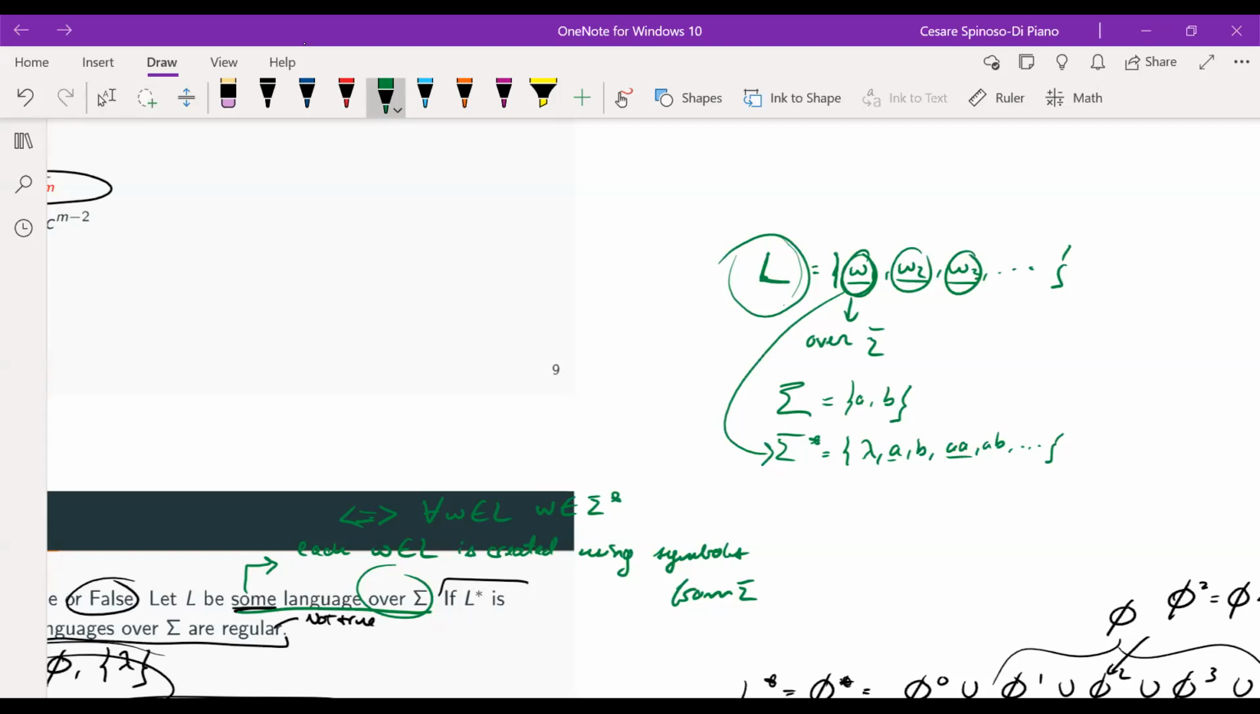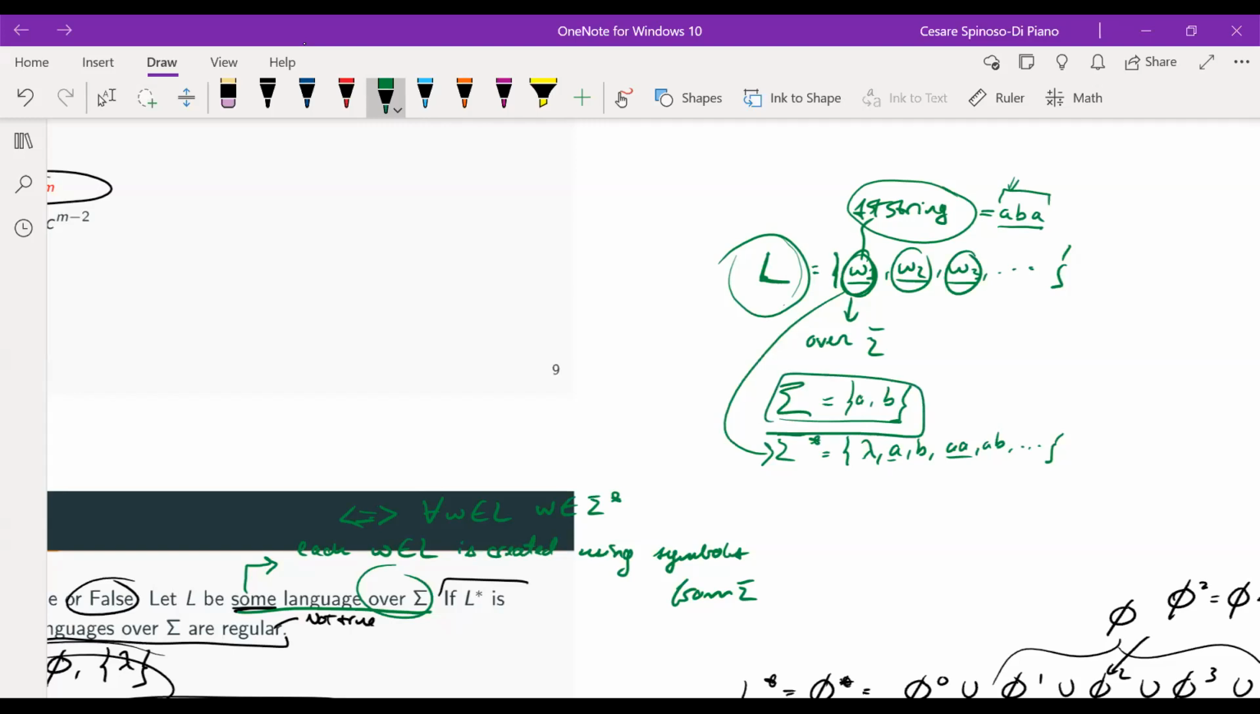Okay, I understood until the sigma star. And L contains W1, W2, W3, but what is W here? So W is a string. Let's say it's the first string of your language. If you say that L is over sigma, then each of the strings in your language, suppose you take the first string, is going to be composed of a sequence of symbols over your alphabet. And each of these symbols are in your alphabet. So all of the strings in your language are sequences of symbols in this alphabet.